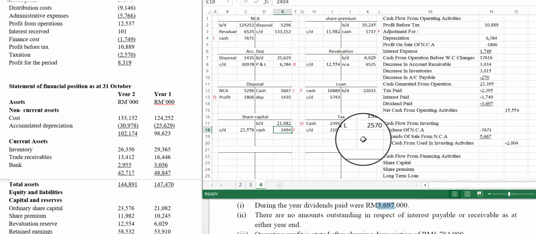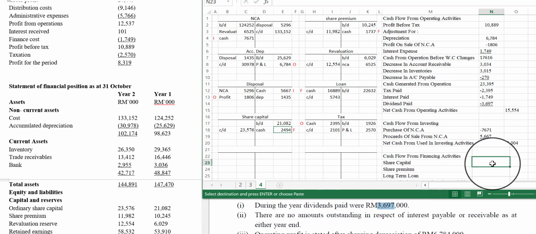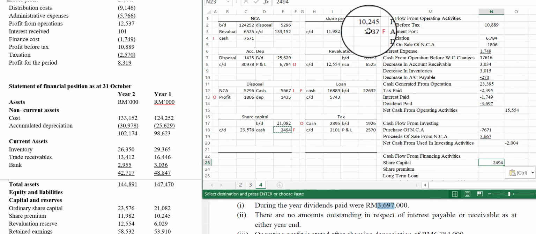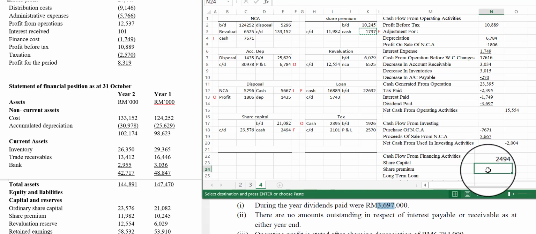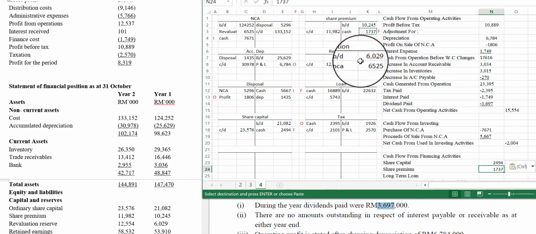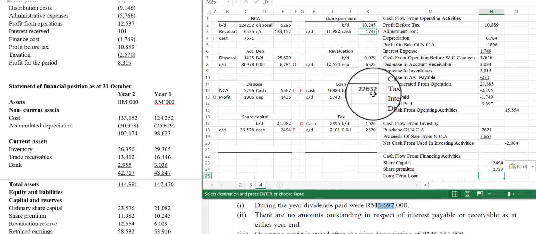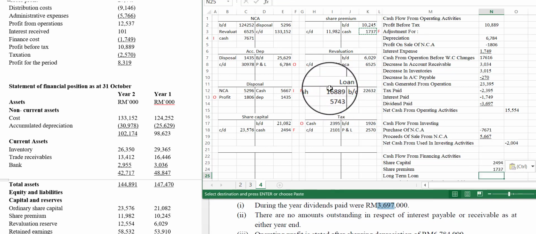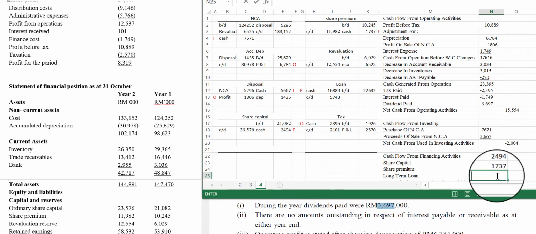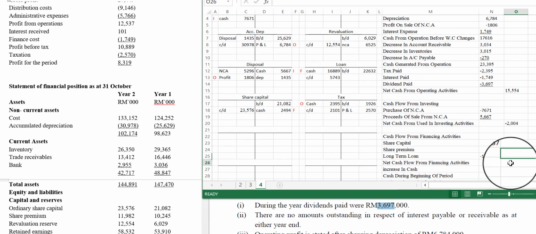Share capital is a receipt because it's an increase, so you receive money for that. Same thing goes for share premium, it is an increase because you receive money for that. And then the last one will be long-term loan. If you look at here, your loan is initially this amount, but then becomes lesser. Means that you're paying back your loan, so it becomes a decrease. Okay, it's a decrease of 16889. So your total cash flow from financing activities should be a minus because you're paying back your loan.